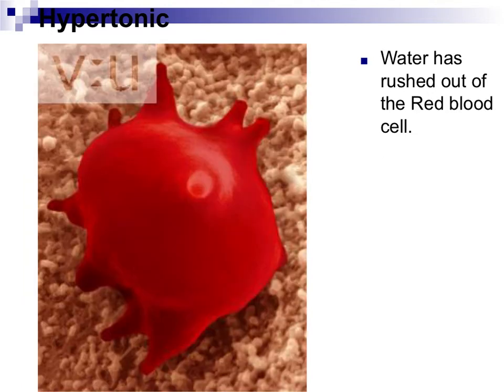Here's another diagram of a cell that is in a hypertonic solution. It is losing water. This happens to be a red blood cell, so you've got lots of those in your body. And if they're in a solution that is hypertonic, this is what they look like. They normally look kind of like donuts.